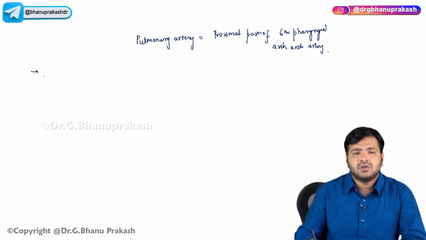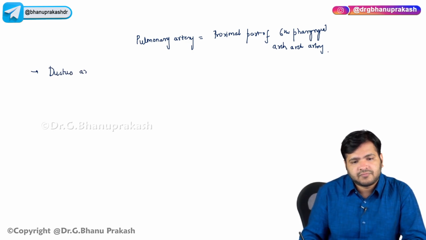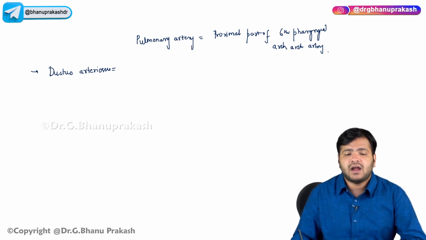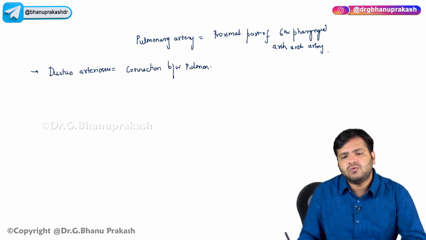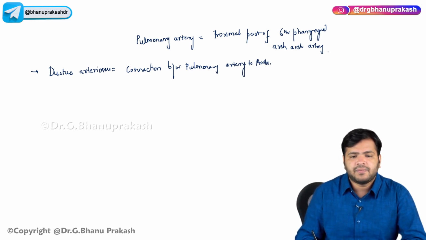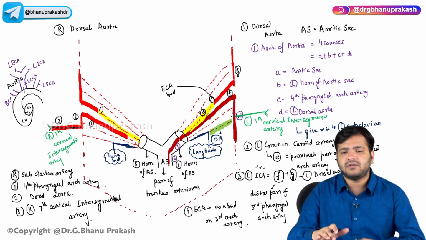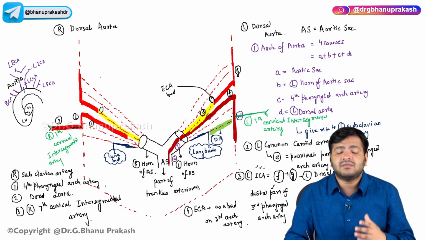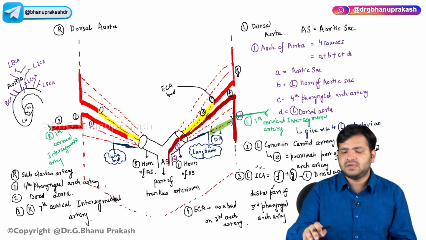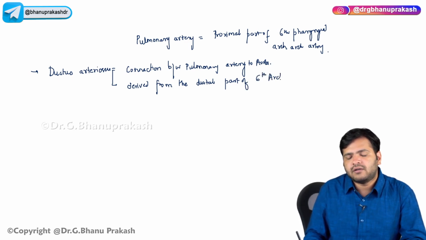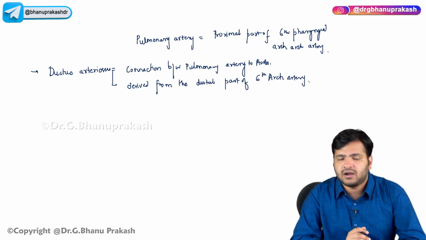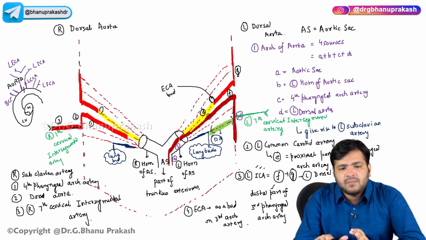Now let us write about this. You already know the ductus arteriosus. These are connections between the pulmonary artery and the aorta. They are derived from the sixth arch artery only, but it is not the proximal part. It is the distal part of the sixth arch artery. So they are derived from the distal part of the sixth arch artery.